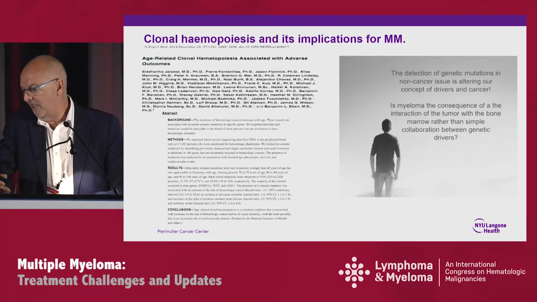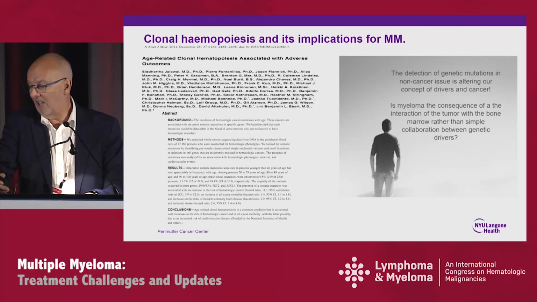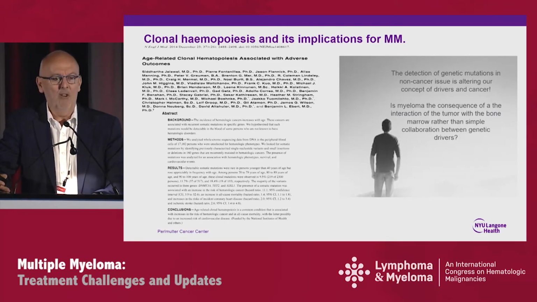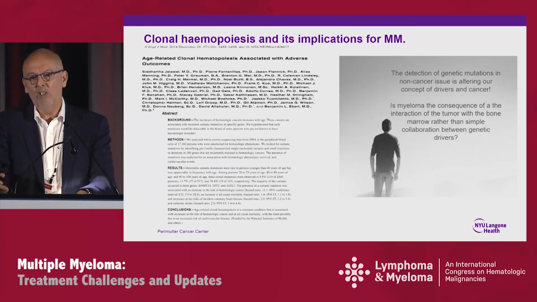But to destroy all of my argument as I come to the end of the talk, when you find mutations in normal aging people's blood, I think you know you have a problem with targeting mutations, and you have to reconsider your model of what cancer is.